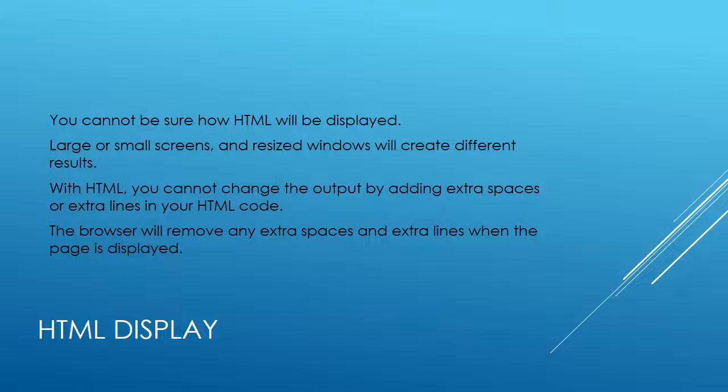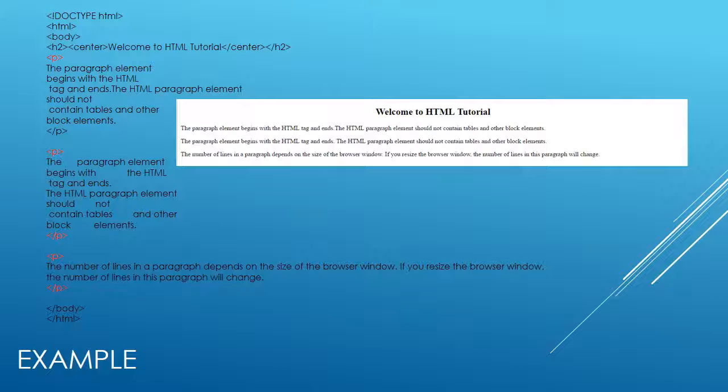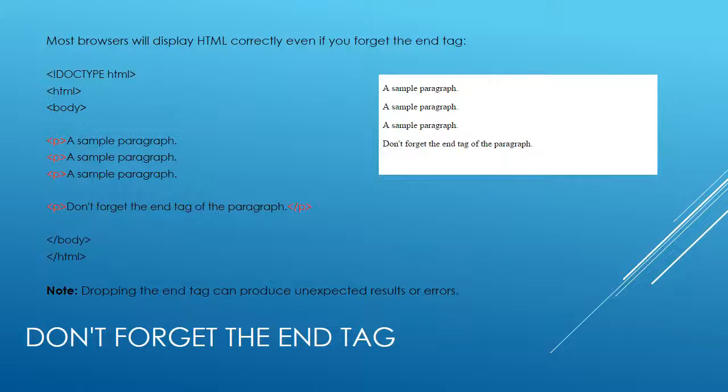With HTML, you cannot change the output by adding extra spaces or extra lines in your HTML code. The browser will remove any extra spaces and extra lines when the page is displayed. This is an example of HTML display. Most browsers will display HTML correctly even if you forget the end tag.